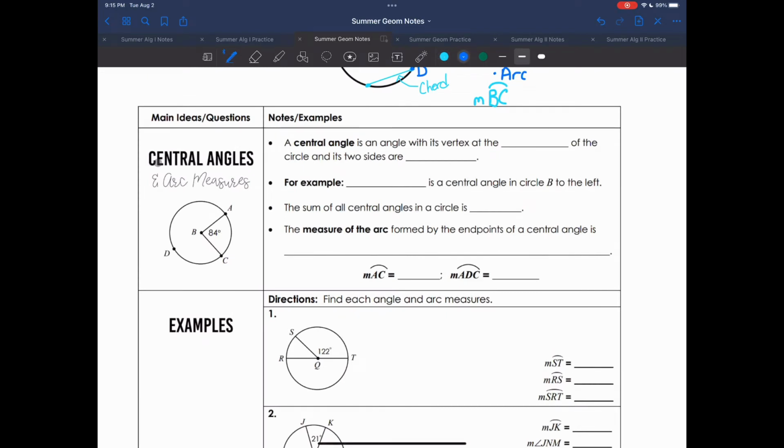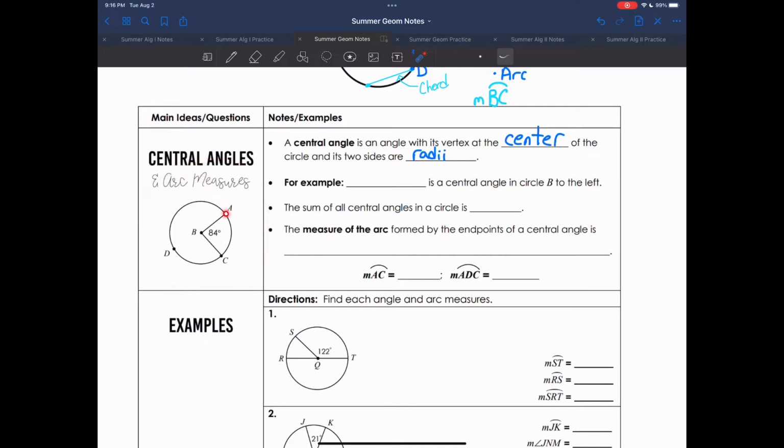All right, let's define what a central angle is. So first off, a central angle is an angle with its vertex at the center of the circle. Vertex at the center of the circle, and its two sides are radii. You could say radiuses, but the way we pluralize radius is radii. I think that's how you spell it.